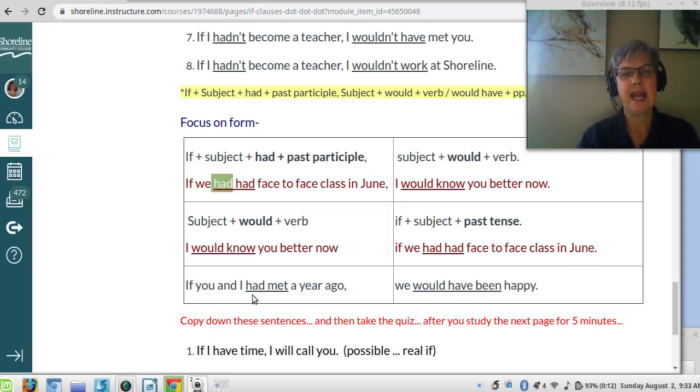If you and I had met a year ago, again, had just means past tense. That's the verb. If you and I had met a year ago, we would have been happy. That's nice. Would have is past tense. Past participle is been, and that's the adjective happy.